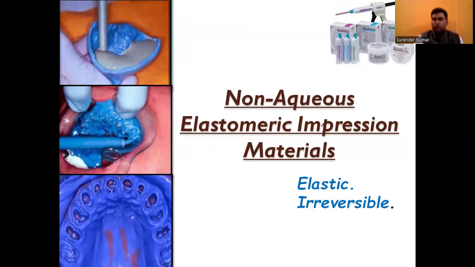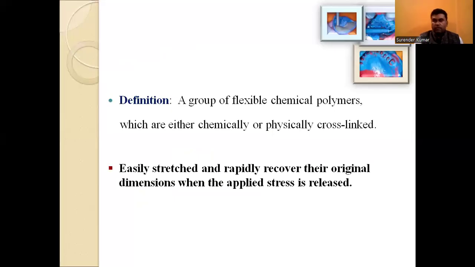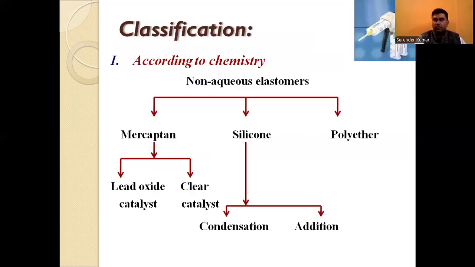Coming to the non-aqueous elastomeric impression materials. These are elastic and irreversible. Definition: a compound of flexible chemical polymers which are either chemically or physically cross-linked. They are easily stretched and rapidly recover their original dimension when the applied stress is released. They can be classified into three: mercaptan, silicone, and polyethers.